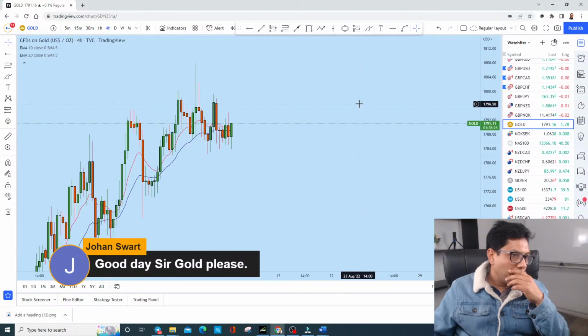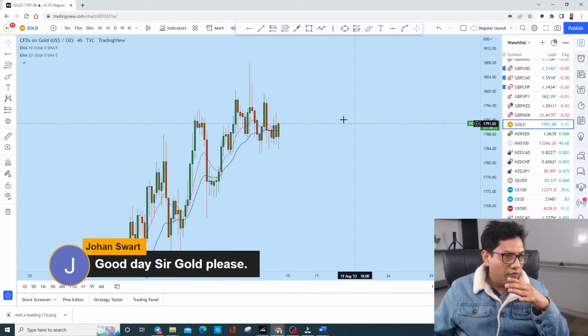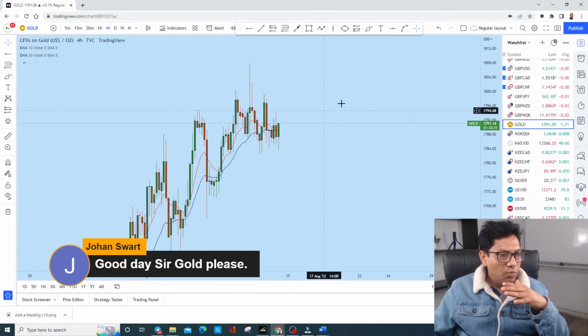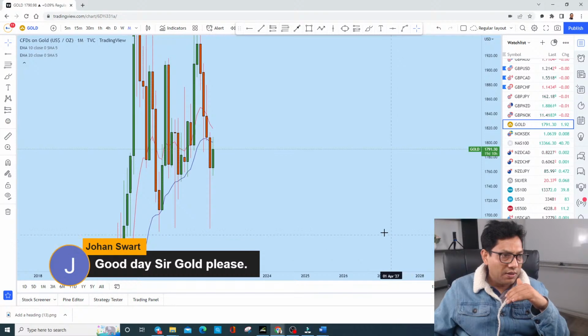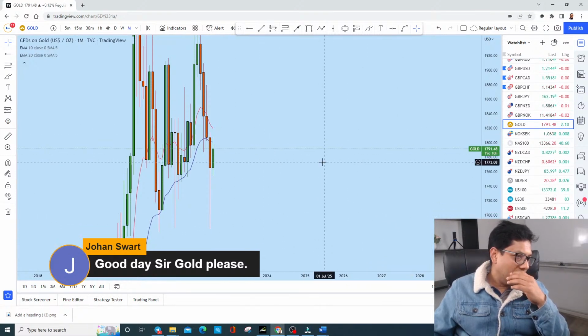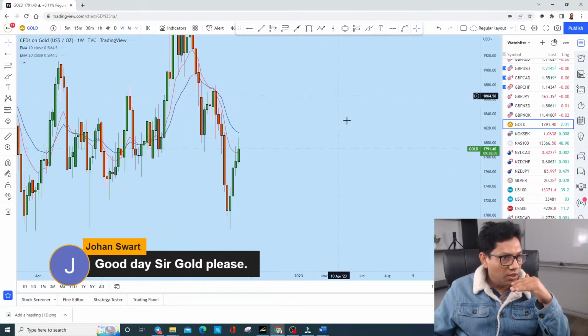Now there is one probability for gold. The reason I didn't trade gold so far is because gold is moving sideways. You see that on the monthly perspective, the price is just in between. But what I think is that gold might go for another move to the upside. In that case, let me look at the weekly.